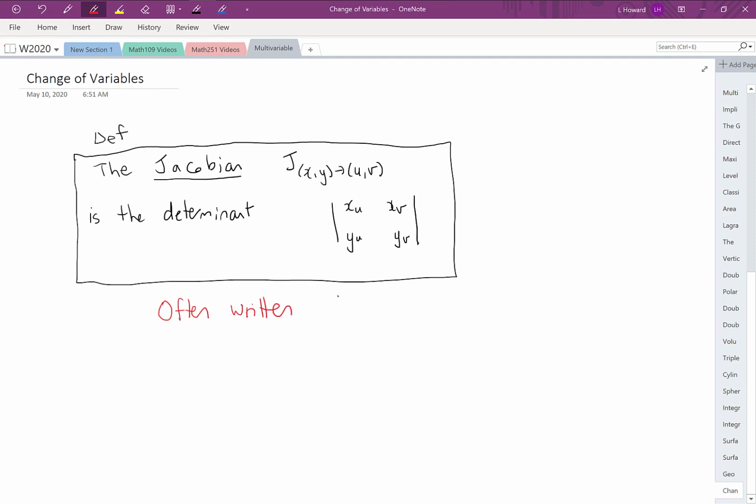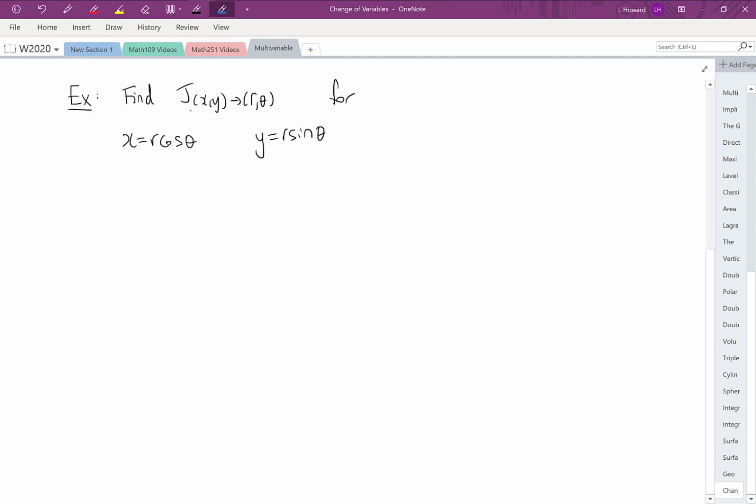This Jacobian is often written delta of xy over delta of uv. So you'll see that notation in some textbooks, but I think this notation here, where we have the xy to uv in the subscript, is the most helpful when we're talking about changing variables in a double or triple integral. So let's find J sub xy to r theta for x equals r cos theta and y equals r sine theta. So essentially what we're doing here, we're moving into polar coordinates and we're going to investigate this Jacobian.